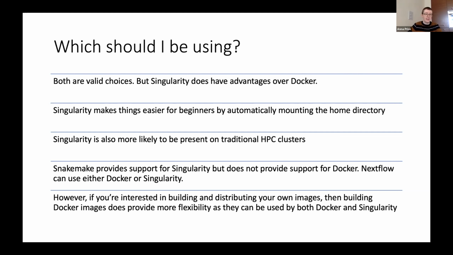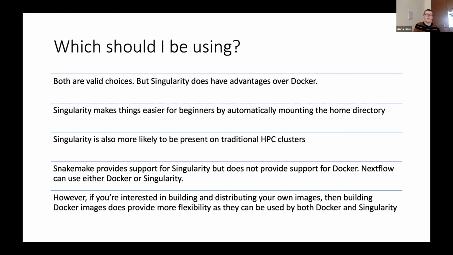You're much more likely to find Singularity on your university HPC system. So in terms of Snakemake and Nextflow as well, Nextflow provides support for both Docker and Singularity. Snakemake only provides support for Singularity, but remember, Singularity can use Docker images and convert them to Singularity images for you. So even though it is using Singularity, you still do have access to those Docker images. You can still pull those from Docker Hub, and it'll just convert it to a Singularity image for you.